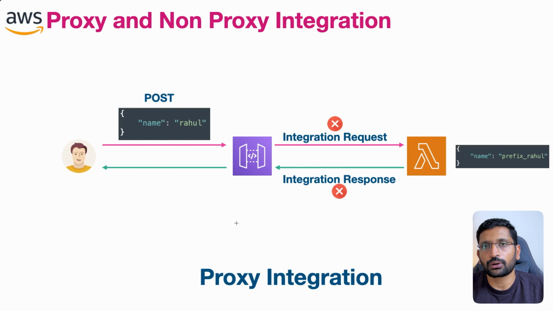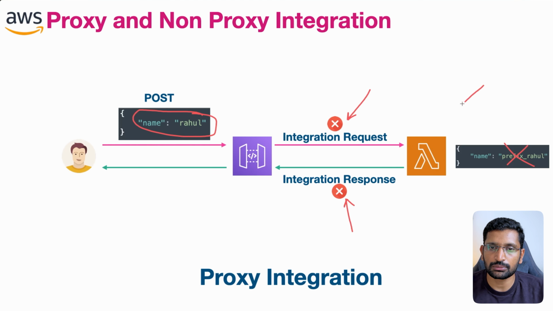Let's talk about the proxy integration. As I told you, the modification of a request and the response is not possible in the proxy. So if you are sending the parameter as name as Rahul, then you cannot do these kinds of things over here. Unless you have some specific code written inside the Lambda to modify that particular response, then it's fine. Otherwise, these features are not available in the proxy integration.